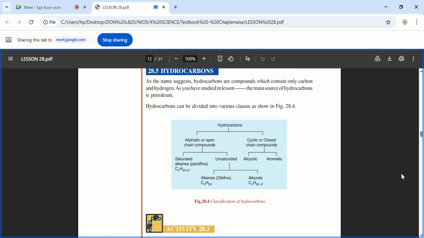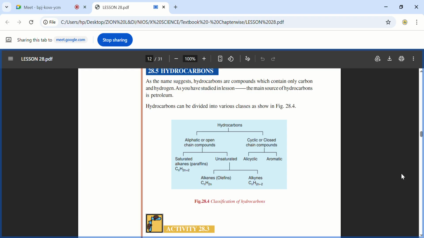I already told you what hydrocarbons are. Hydrocarbons are compounds which are made up of only carbon and hydrogen. So these hydrocarbons are basically classified into two types: aliphatic or open chain, and cyclic or closed. Aliphatic means there will be a straight chain. Cyclic means it will be closed. Now this aliphatic is further classified into saturated and unsaturated.